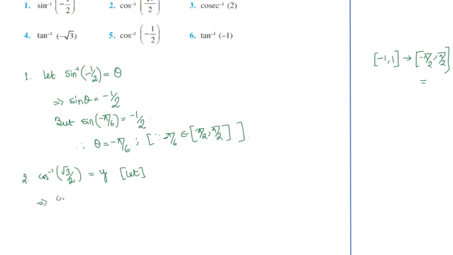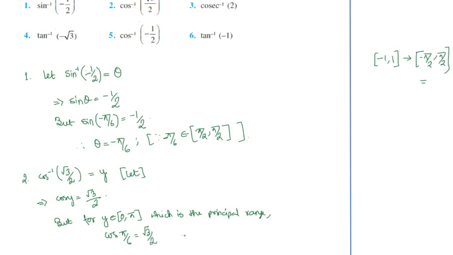So we can imply that cos y is equal to √3/2, but for y belongs to 0 to pi, which is the principal range. We can say that cos pi/6 is equal to √3/2. Therefore we can say that y is equal to pi/6. This is the second way of writing it.